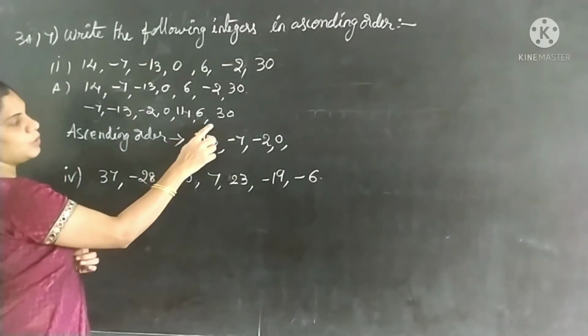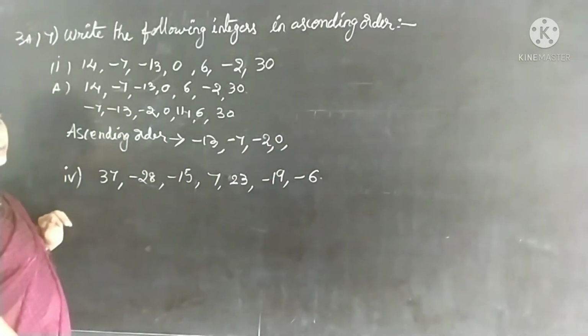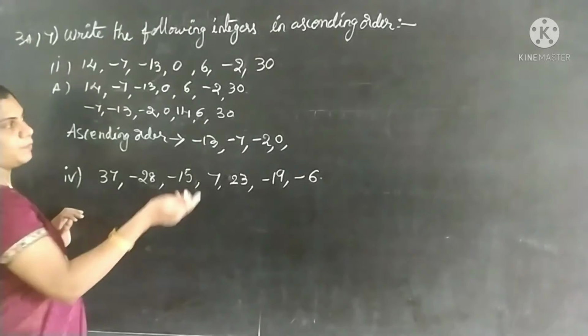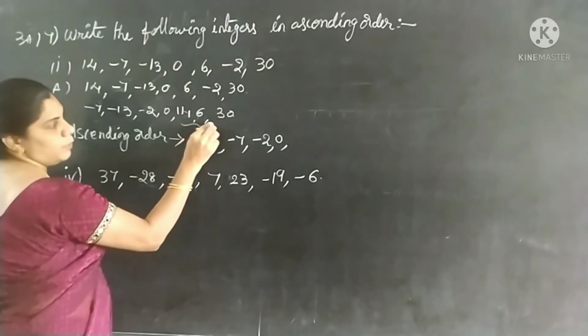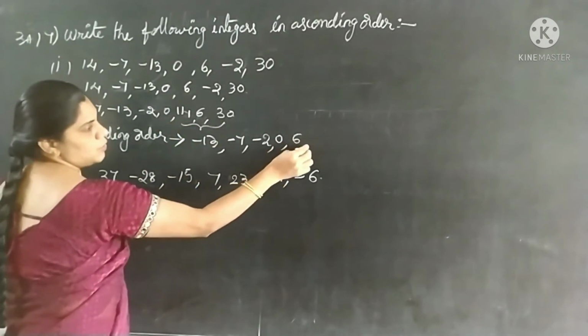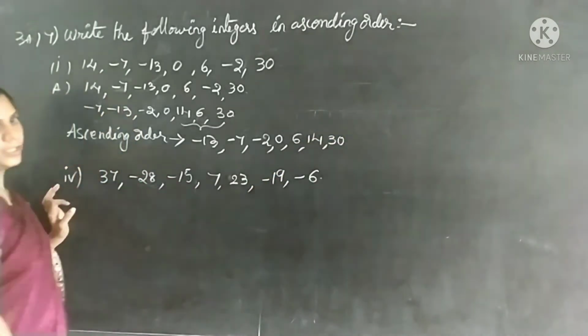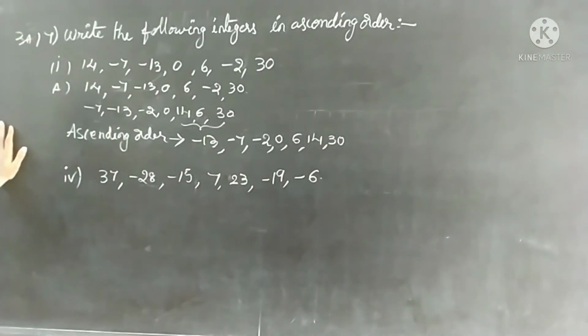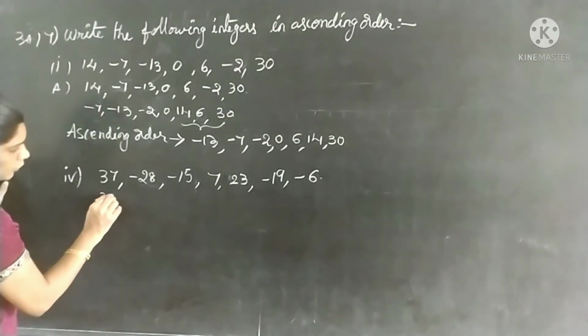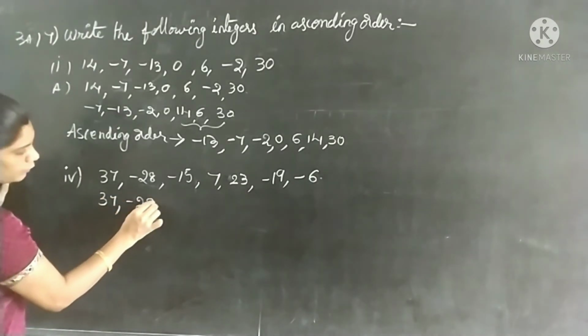And now arrange the positive numbers in ascending order. Ascending order means from the smaller number. What is the smallest number in the positive numbers? 6. 6, after that 14, 14 after that 30. Like that, arrange in ascending order. Okay, so see the next one, you will get clarity. So first, write down the given numbers once again.